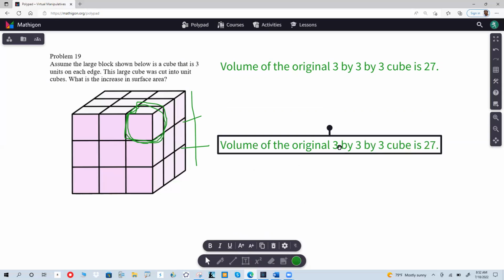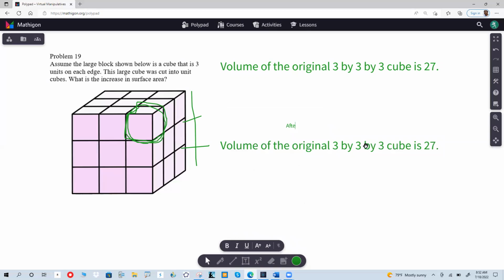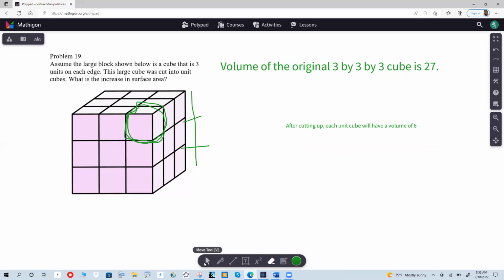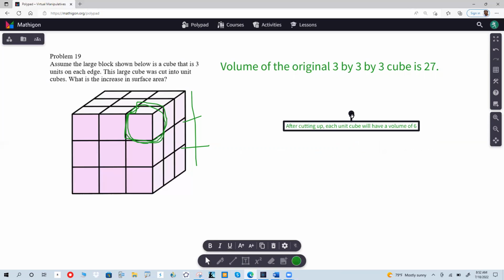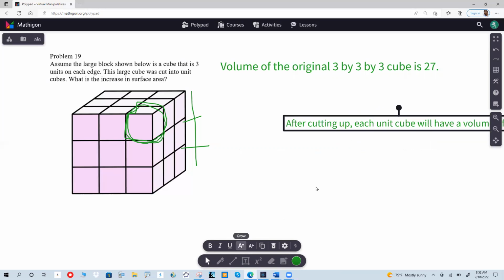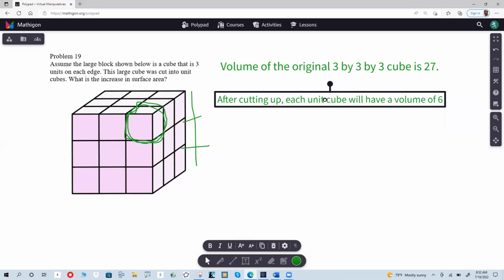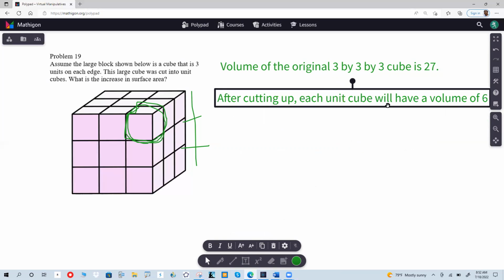my computer is acting a little funny, but we'll fix it. Okay. After cutting up, each unit cube will have a surface area of 6. There are 6 faces, and the surface area of each unit cube will be clearly 6.